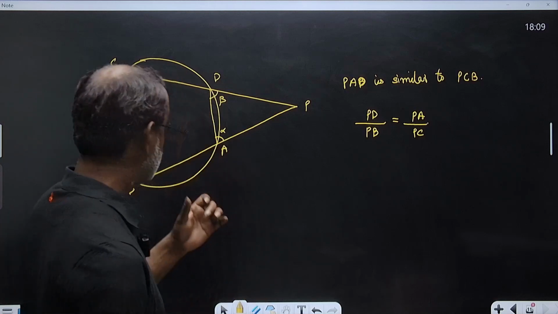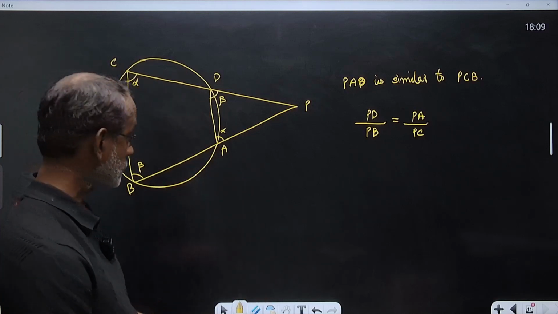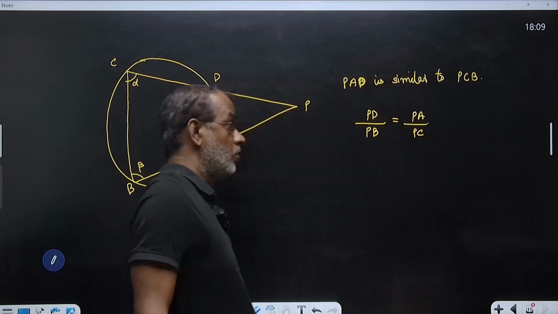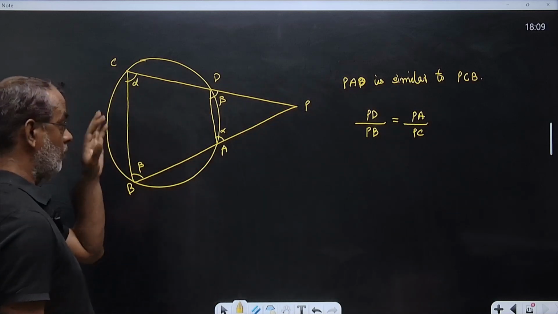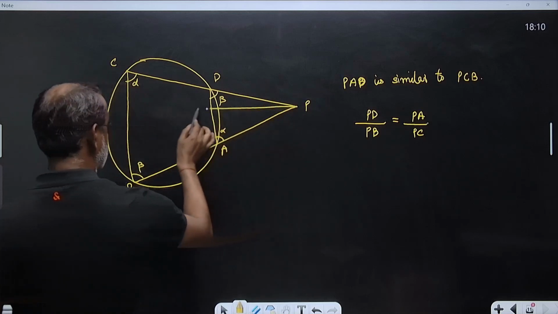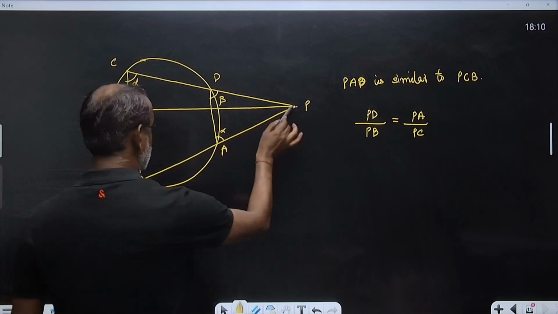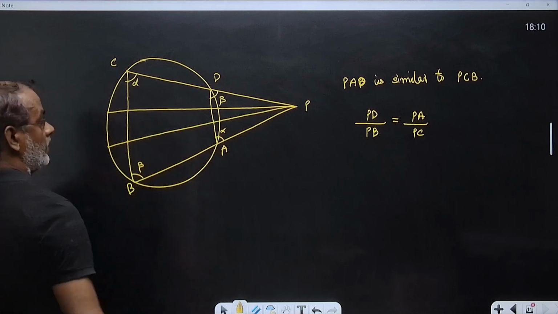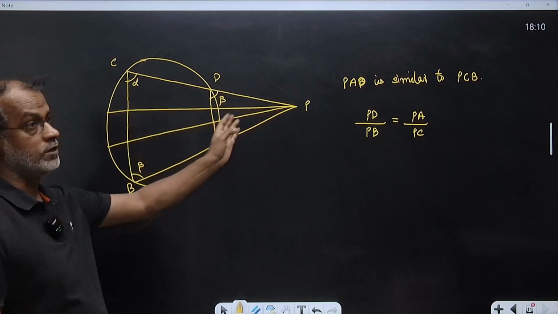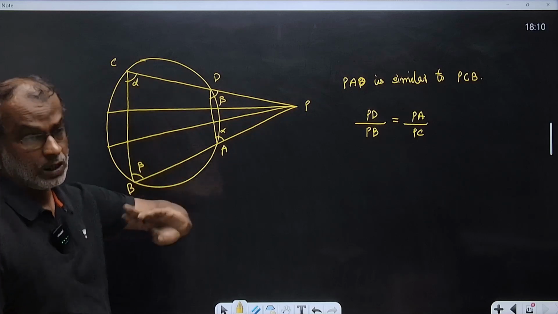And what is PA into PB? It is PC into PB. So, what does this tell you? That if you draw different chords from external points, different lines which meet the circle at 2 points, the product of the two segments is always going to be equal.